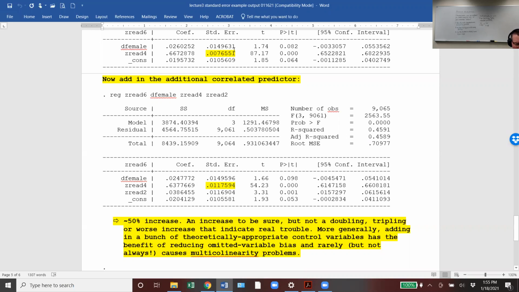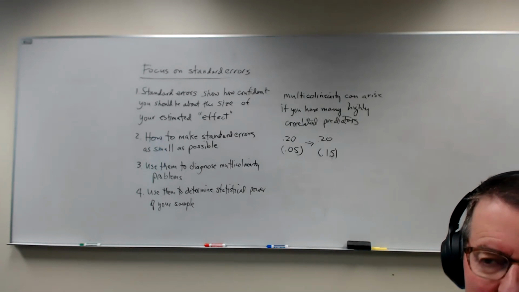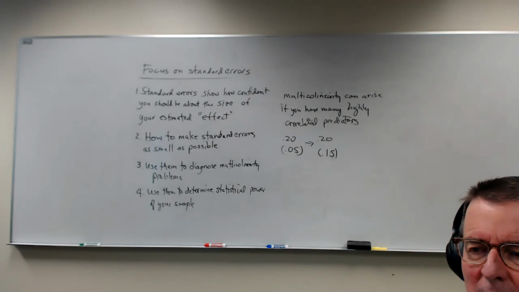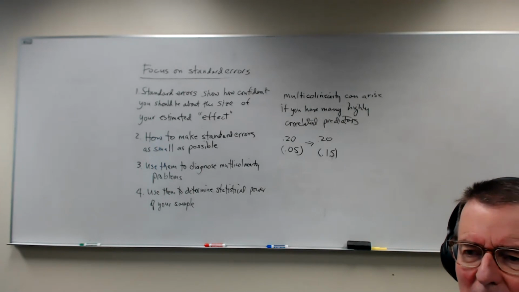So it's this balance between wanting potentially to control for these correlated variables to reduce omitted variable bias, versus losing precision on your estimation because the standard errors are blowing up. By and large, it's not as much of a problem as most people think, but it's something that you should keep an eye out for as you do your work. Okay, let's stop.